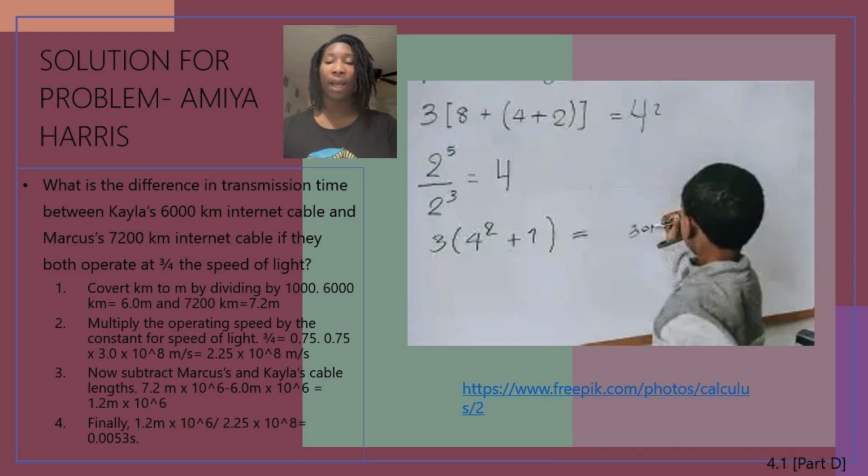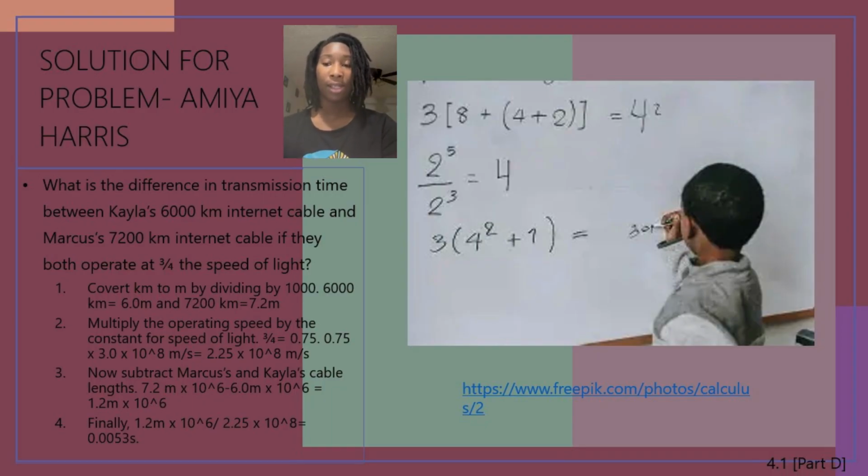Next, we're going to multiply the operating speed by the constant for the speed of light. Remember, I said V equals the operating speed times the constant for the speed of light. So this will be 3/4, which is 0.75, times 3 times 10 to the 8 meters per second. This equals 2.25 times 10 to the 8 meters per second.